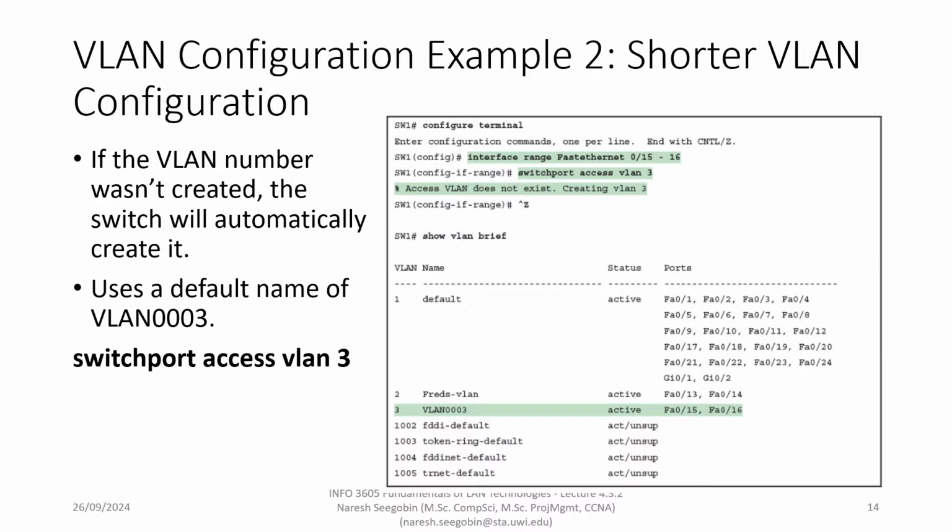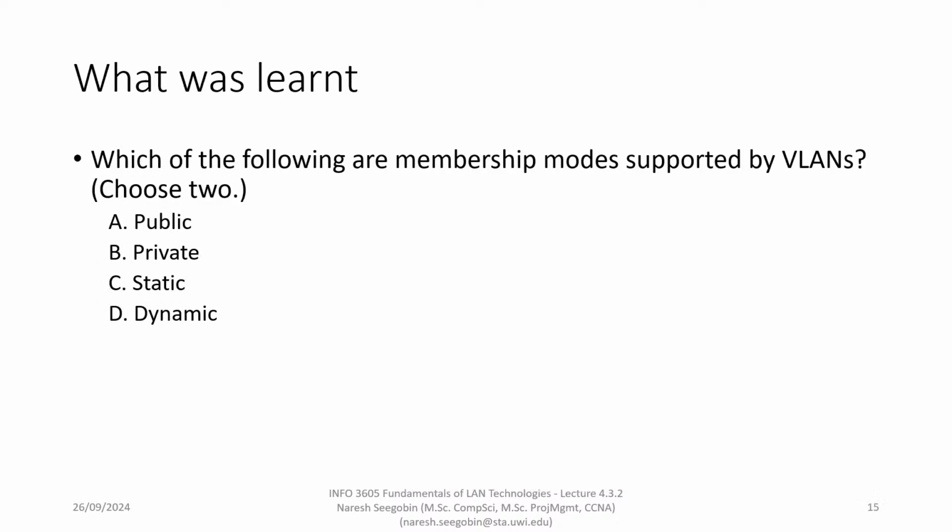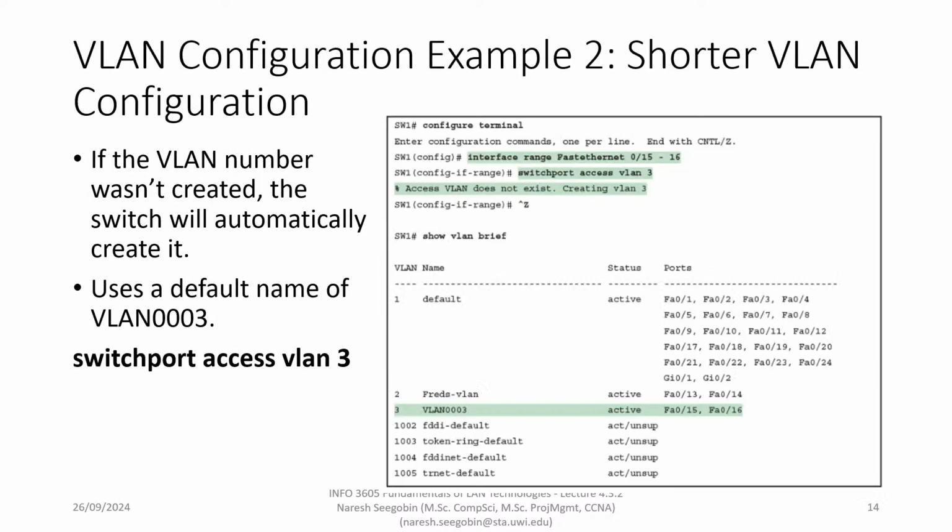So if the VLAN wasn't created before, the switch will automatically create it, with the default name of VLAN0003, and that's what will happen. If you want to change it, you just have to go to config mode, VLAN 3, name, and then the name of the VLAN. Call it Barney's VLAN or something like that, and that's how you're going to name it.